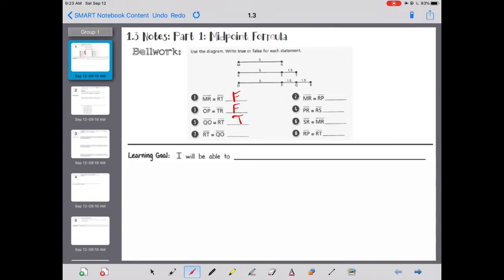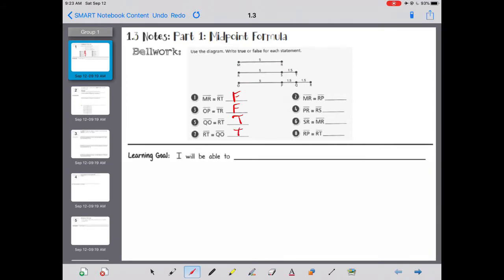So there's 5 of those. I'm doing them down the line instead of 1, 2, 3, 4. I'll do the odds, you do the evens. Okay, RT. Oh, there, RT. So we should say TR. OP to TR, still false. Okay, R to T is congruent to Q to O. That is also true because R to T is this way, Q to O is that way, and they're both 6.5. So that would be true.